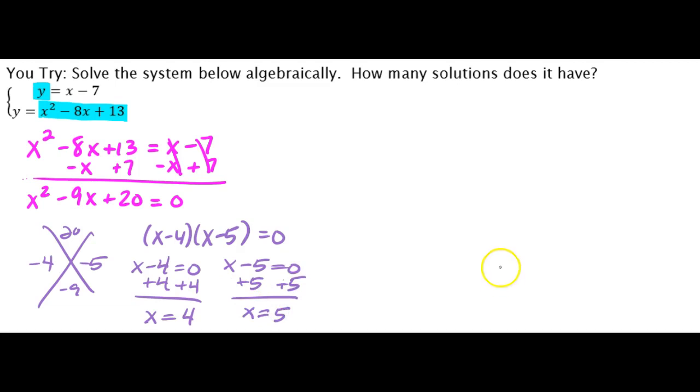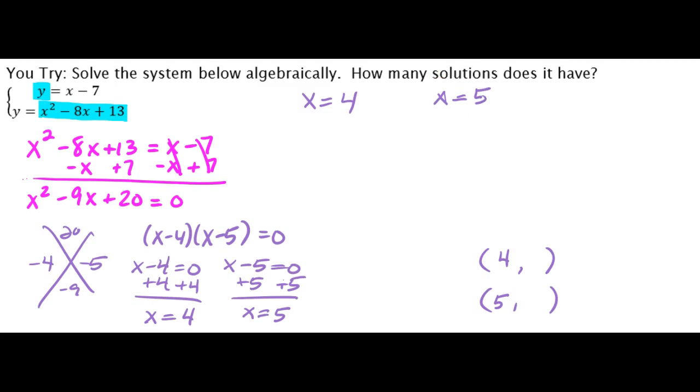So when I get to my final answer, it's going to be two ordered pairs. And I know that one x value is going to be 4 and the other x value is going to be 5. But now I have to take those two x values and find their corresponding y values. So I have to do two problems here. One's for x equals 4 and one's for x equals 5. So let's do x equals 4 first.